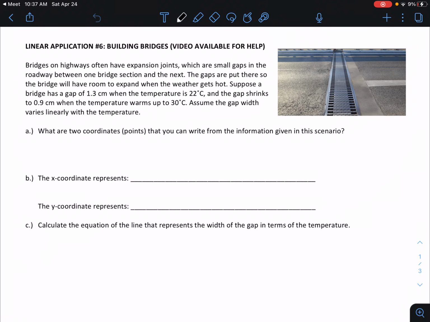All right, here we go. Week 3. This week we have the 6th linear application problem. And this one's a little bit more challenging, and it's about building bridges.